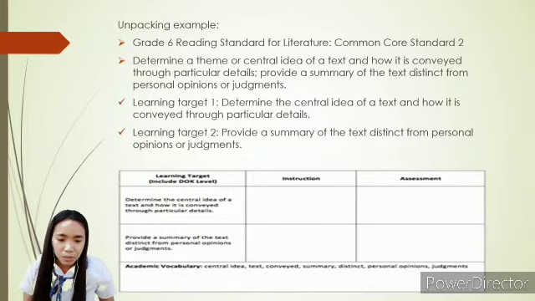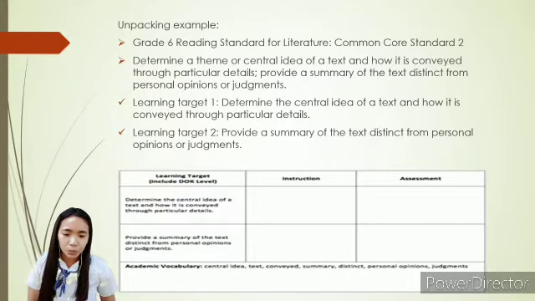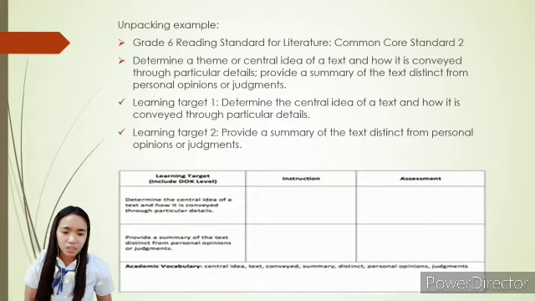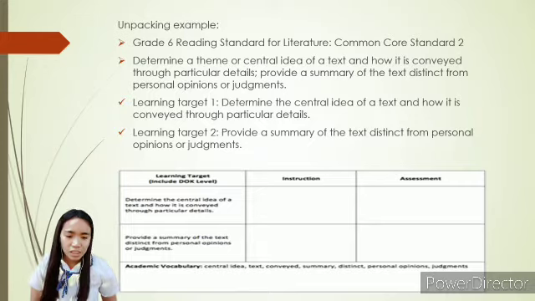We have the Grade 6 Reading Standard for Literature, Common Core Standard 2. Determine a theme or central idea of a text and how it is conveyed through particular details; provide a summary of the text distinct from personal opinions or judgments. Learning Target 1: determine the central idea of a text and how it is conveyed through particular details. Learning Target 2: provide a summary of the text distinct from personal opinions or judgments.